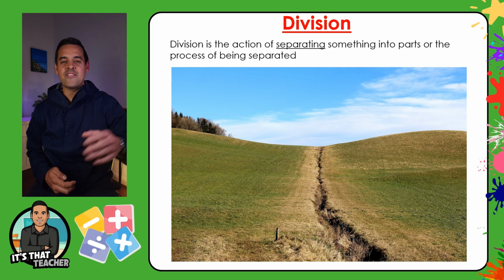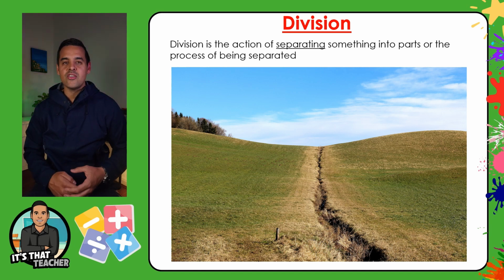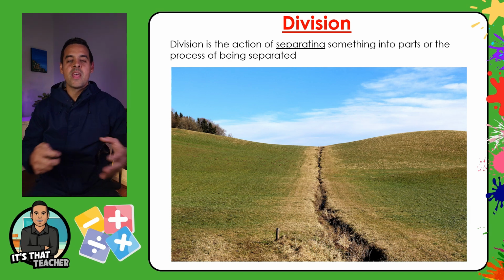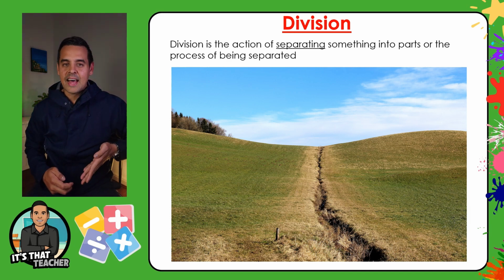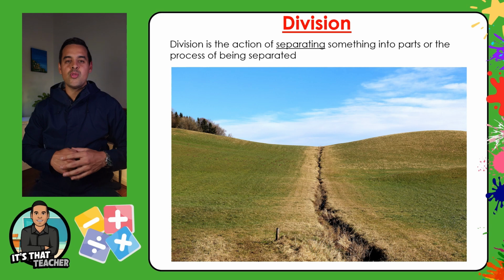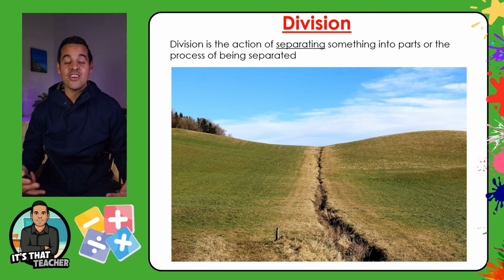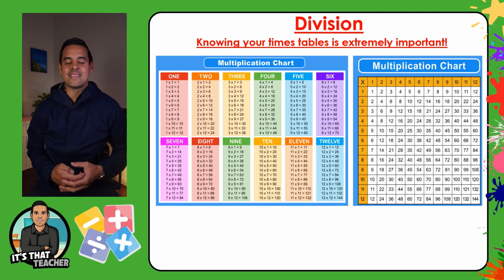A quick definition of division is the action of separating something into parts or the process of being separated. Now I've put a field here that has a large fissure through the middle to show you that division happens in nature also. Let's get straight into the lesson.